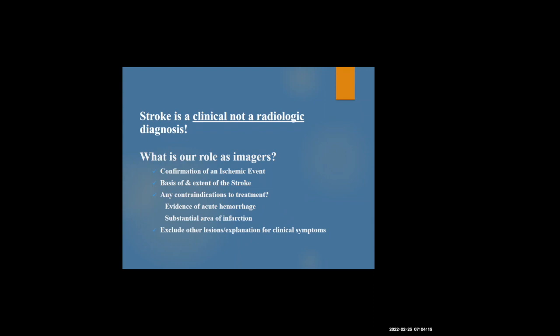And then after confirming that, you want to identify any contraindications to treatment. Those are mainly: is there evidence of acute hemorrhage? Has there already been a hemorrhagic component to the stroke? And the second main thing is, is there a substantial area of infarction that you see on CT imaging? Is the area of infarction so large that you run the risk of potential hemorrhagic transformation? And then finally, you want to exclude other lesions and other explanations for the patient's clinical symptoms, the so-called pseudostroke type clinical presentation.